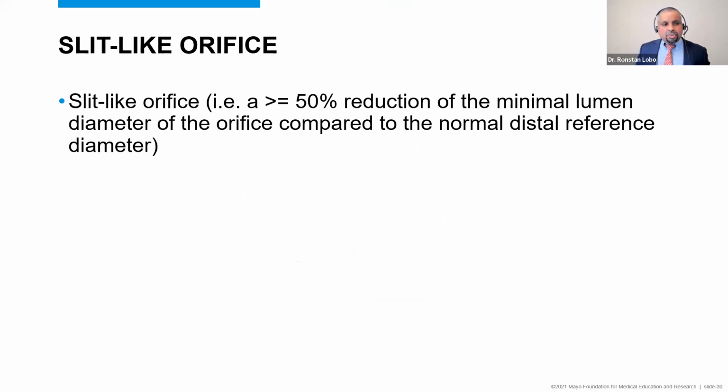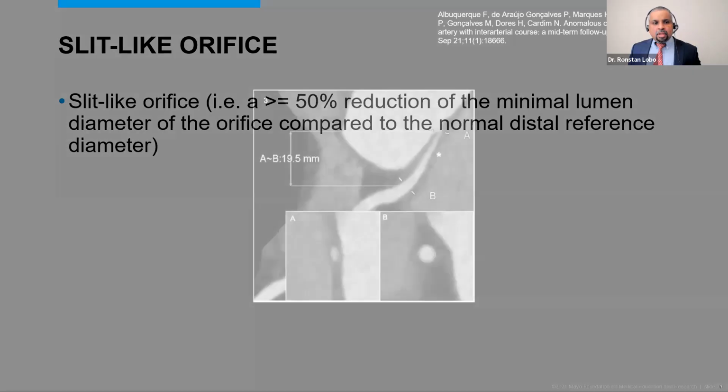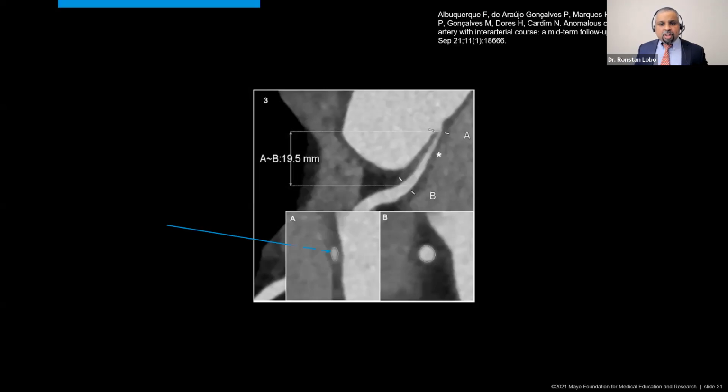A slit-like orifice is a greater than 50% reduction in the minimal lumen diameter of the orifice compared to the normal distal reference diameter. This is a CT image showing the luminal diameter of an anomalous coronary artery measured over the ostium in A and over the distal segment in B. As you can see, there's a greater than 50% reduction in the size of the ostial opening of the anomalous coronary artery. This is thought to result in a limitation of coronary blood flow.